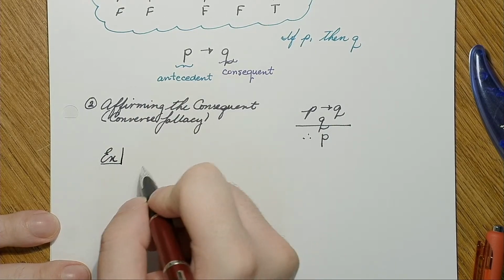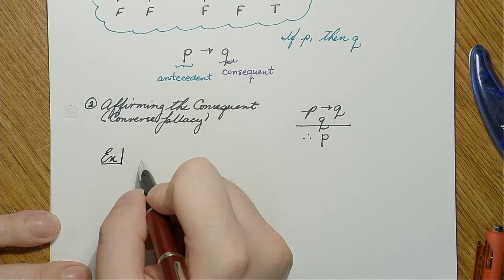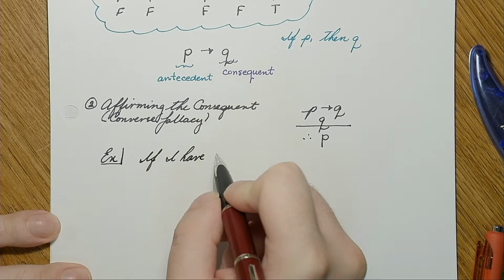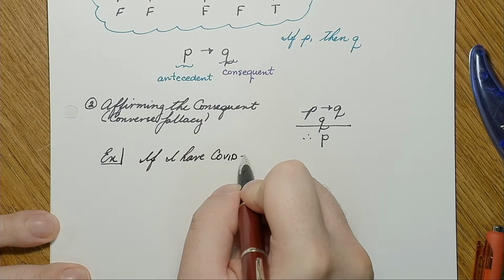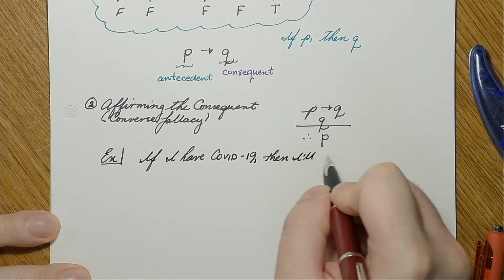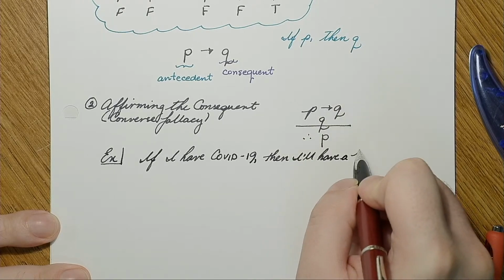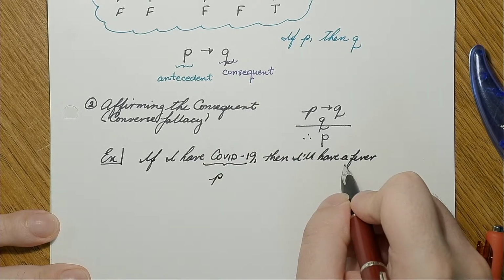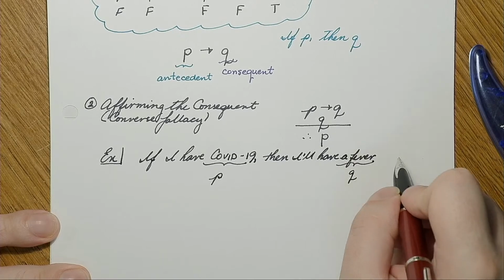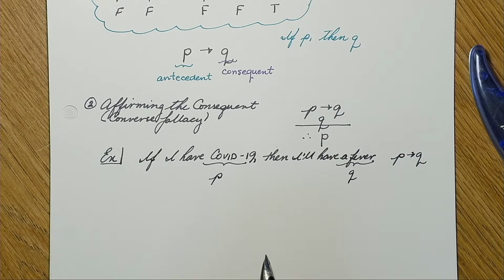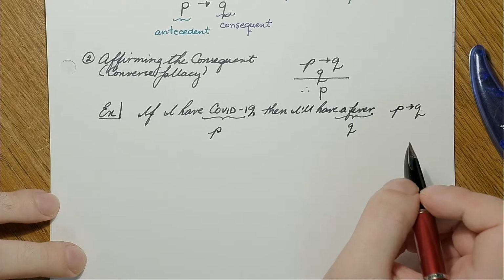okay, let's assume that this is true. So if I have COVID, then I'll have a fever. So we'll call that P, and this will be Q. So just assume that's true. It's not always the case, but let's assume that this is true.